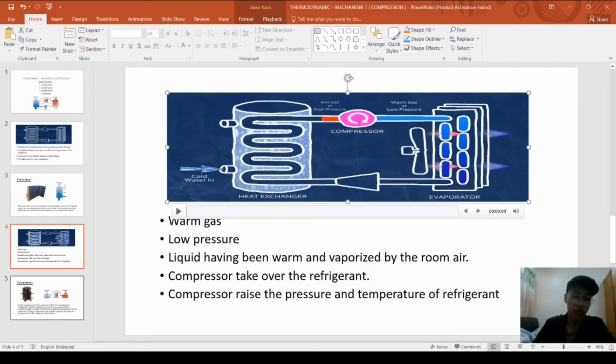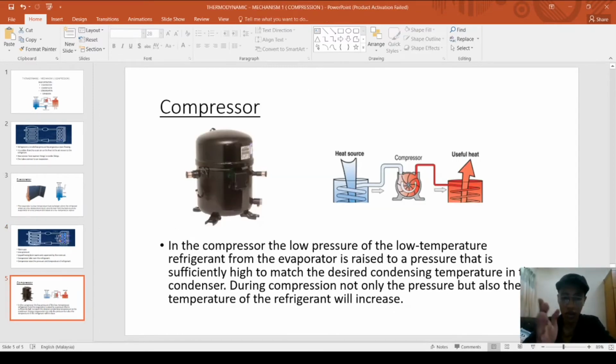Okay, let's go to compression. This is an example of a compressor. In the compressor, the low pressure, low temperature refrigerant from the evaporator is raised to a pressure that is sufficiently high to match the desired condensing temperature in the condenser. During the compression, not only the pressure but also the temperature of the refrigerant will increase. The compressor just works to increase the temperature.